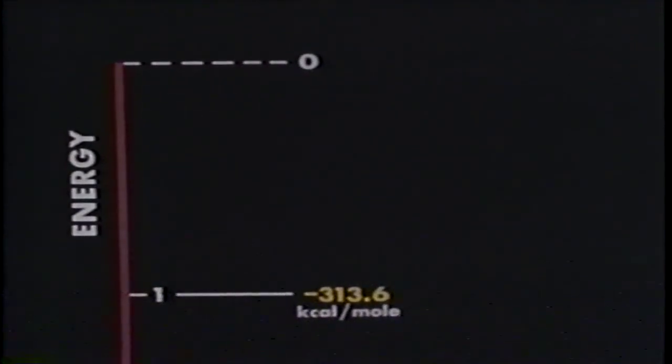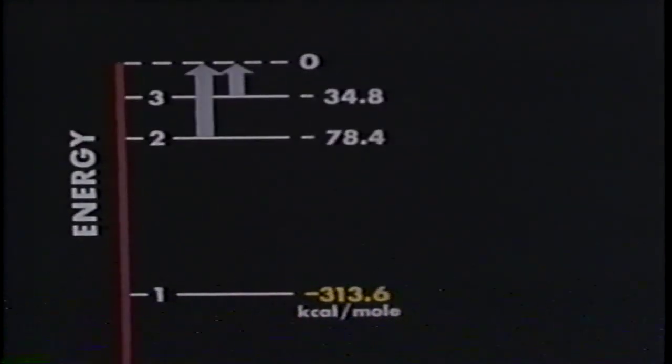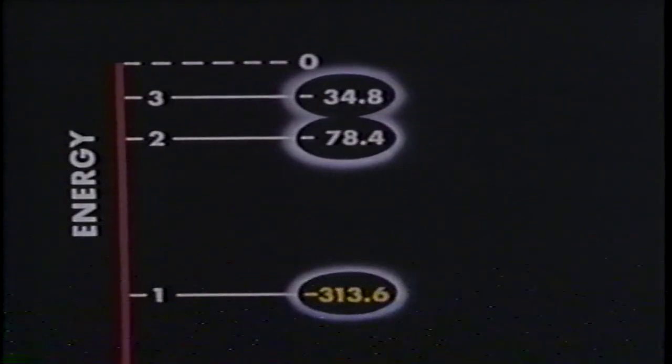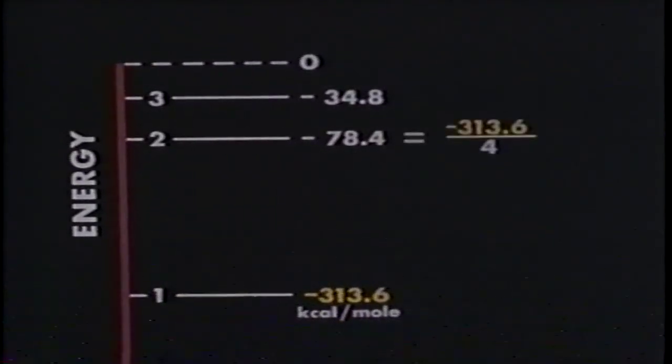We have already seen that the quantum mechanical model of the atom involves higher energy states, and that these are consistent with the hydrogen atom spectrum. Numerical analysis of the energy values shows us that these experimental energies are very simply related. For example, the 78.4 kilocalories energy value can be rewritten this way.